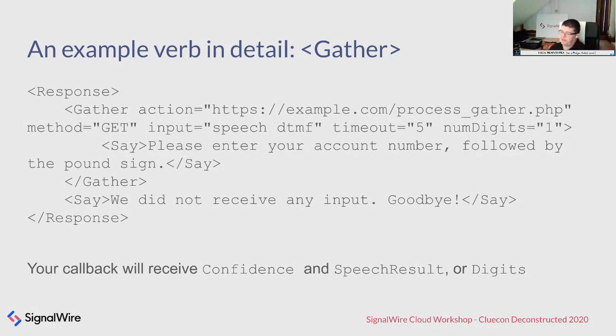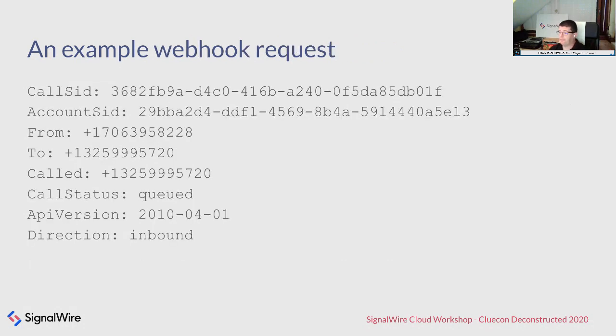Webhook requests contain your call SID, your account SID, to, from. Called is interesting because, since we can set the caller ID to be different than the actual number the call is coming from, called is going to be the actual number that was dialed by the person, as opposed to the current destination. That's what your caller actually input. Might come in handy in some situations. Call status, API version is 2010 because we're following some standards, and the direction is inbound. This was taken from an inbound call.